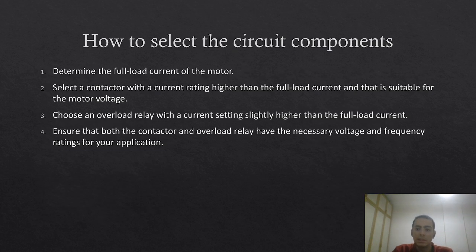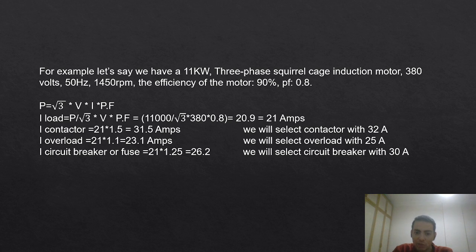How to select the circuit components. Determine the full load current of the motor. Select a contactor with a current rating higher than the full load current and that's suitable for the motor voltage and frequency. Choose an overload relay with current setting slightly higher than the full load current. Ensure that both contactor and overload relay have the necessary voltage and frequency rating for your application.